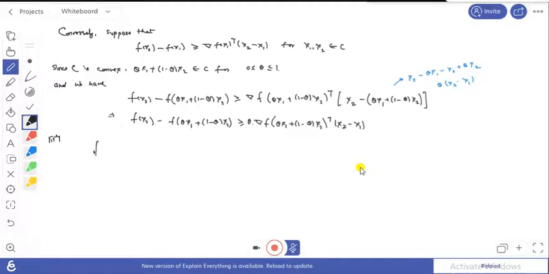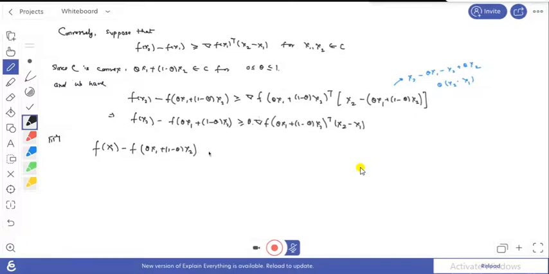Okay, so this means you can write f of theta x1 plus (1 minus theta) x2, minus f of x1. You can write that form in another way: we take the first point as x1, and the second point as theta of x1 plus (1 minus theta) of f x2, because we have to find that term.